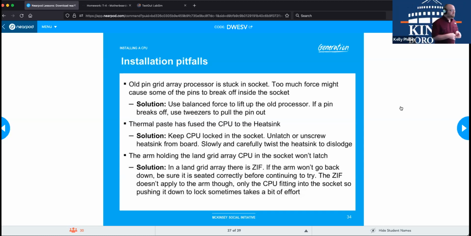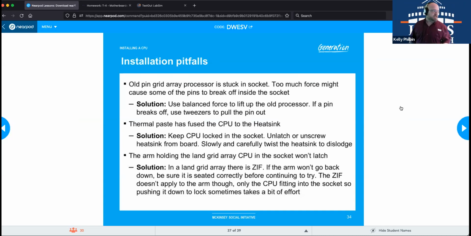The thermal paste has fused the CPU to the heatsink. We talked about this one earlier. Unlatch and unscrew, carefully do some twisting motions. If it seems like it's on there too well, there's that unwaxed dental floss you can use to separate the heatsink and the CPU as well.